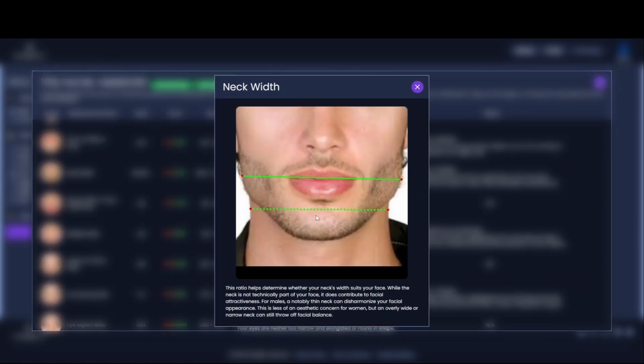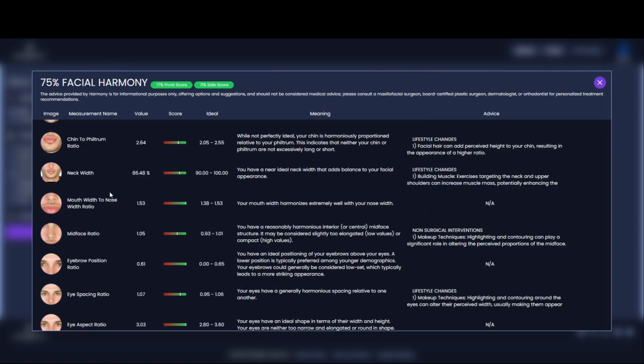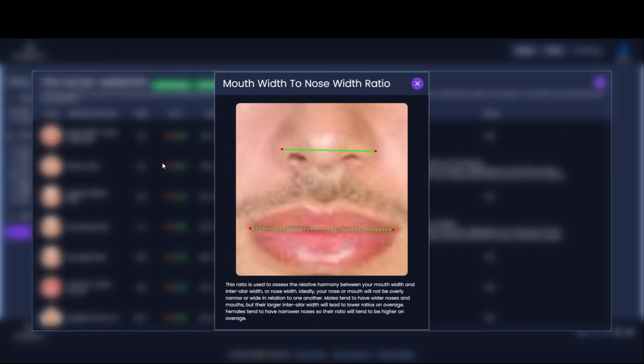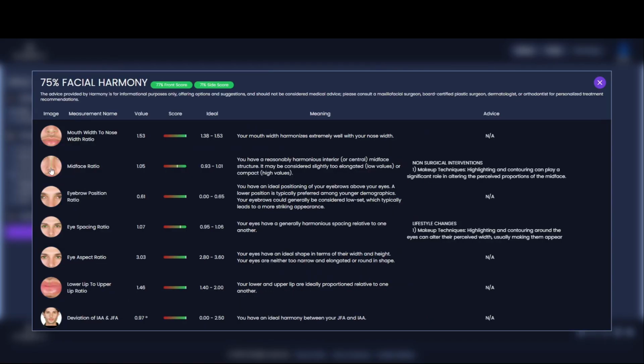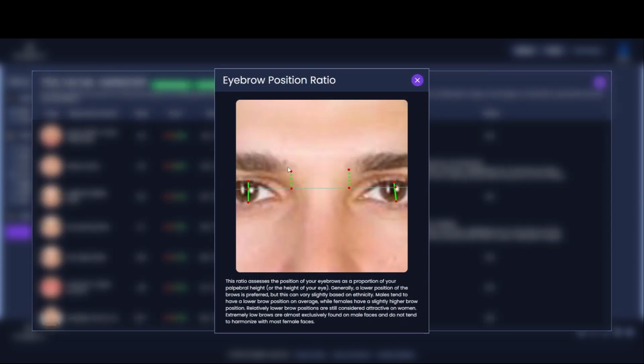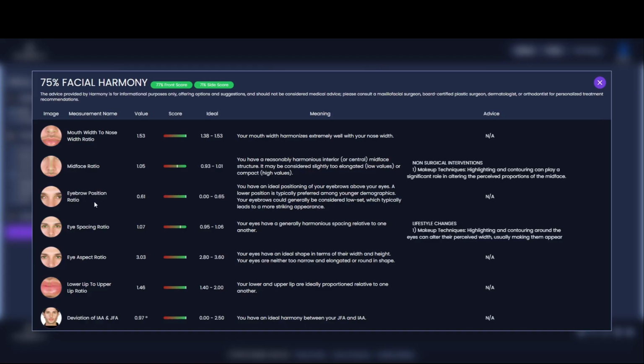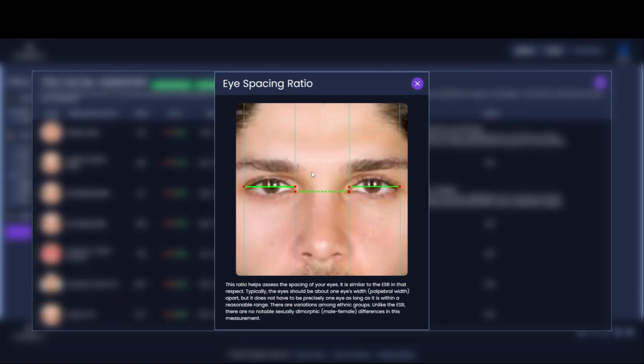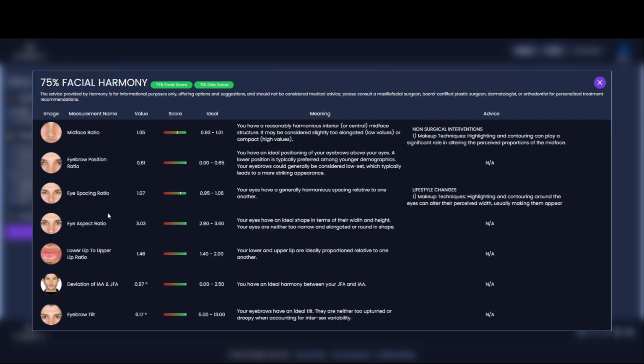His neck could be a little bit wider, at least relative to his jaw. And his mouth width is good. Nothing there to note. He does have lower set eyebrows, but they're within the upper bound of the low set range. So they're not extremely low set, but you can still see that they're close to his eyes. So that's usually preferred in male faces. And he has good eye spacing as well. Overall, his eye spacing is excellent.